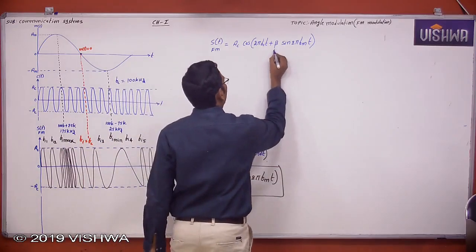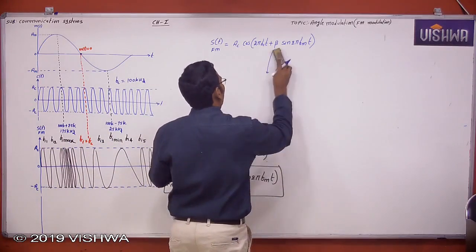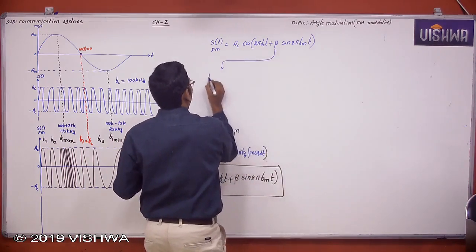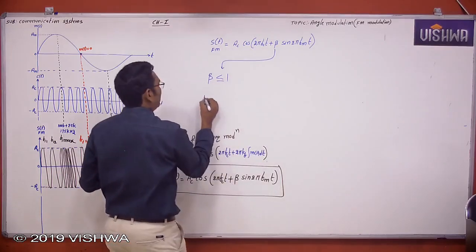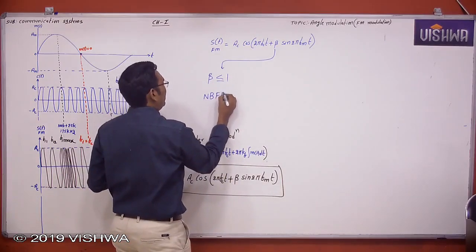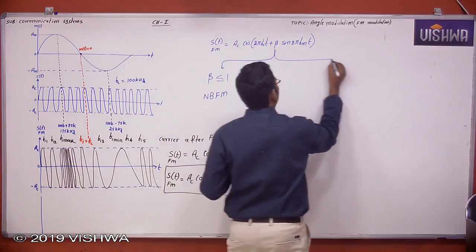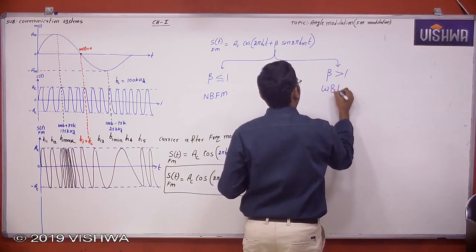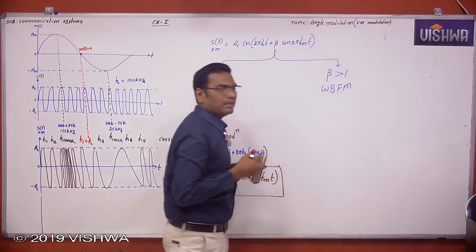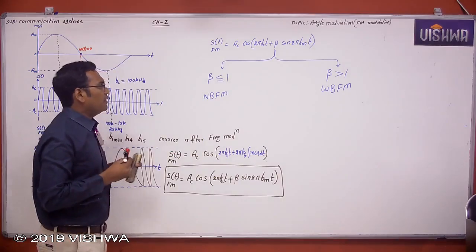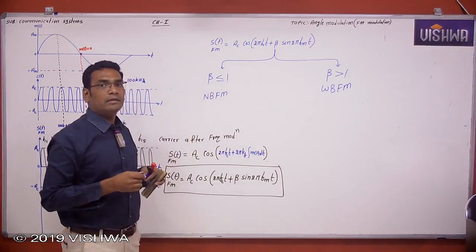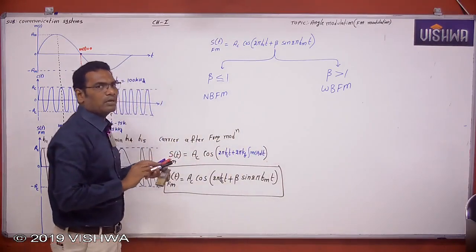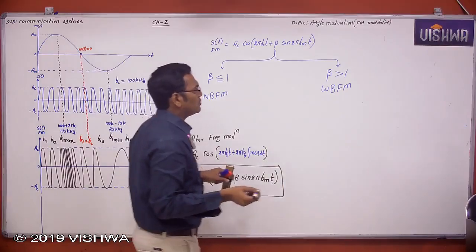Now based on the modulation index beta, if beta is less than or equal to 1, this is called narrow band FM. If beta is greater than 1, this is called wide band FM. So we will see both narrow band FM and wide band FM, and which is good and which is not, we will see.